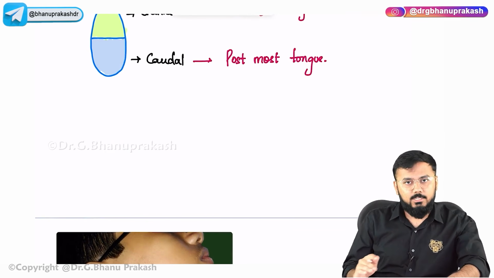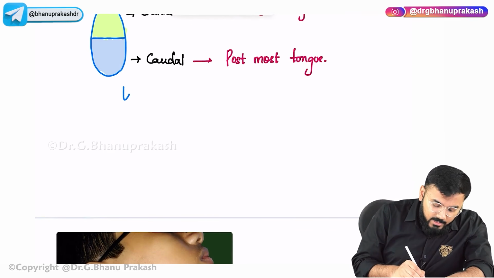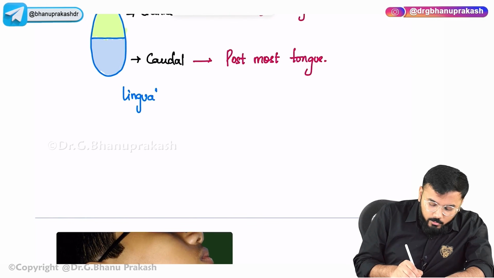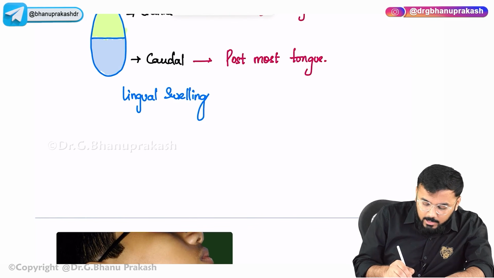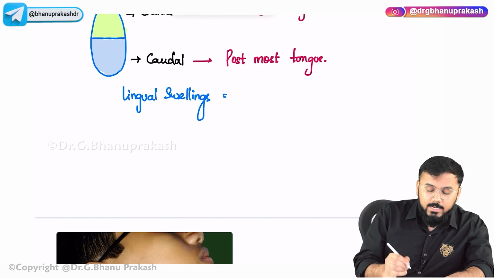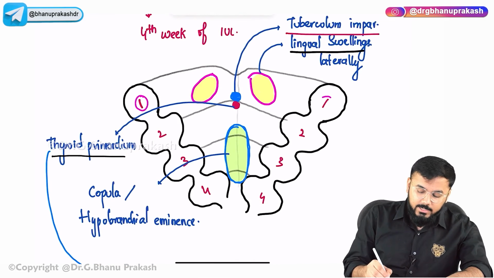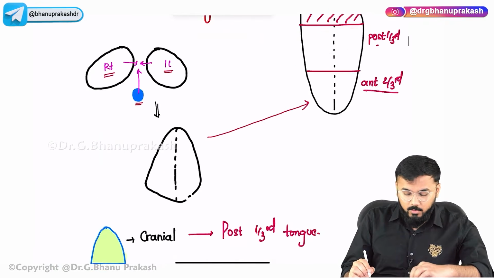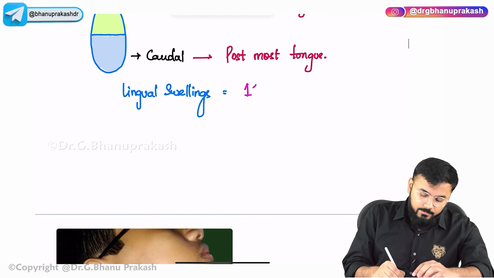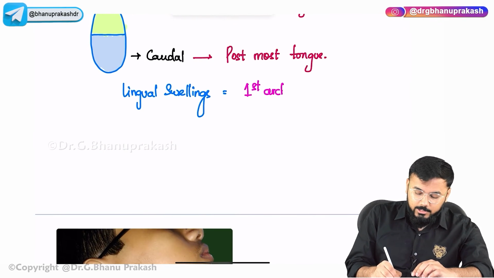Let us look at the arches overall in a summary. Lingual swellings. When I say lingual swellings, tell me from which arches these lingual swellings are formed. Look at the picture. They are present in the first arch. Lingual swellings are present in the first arch.